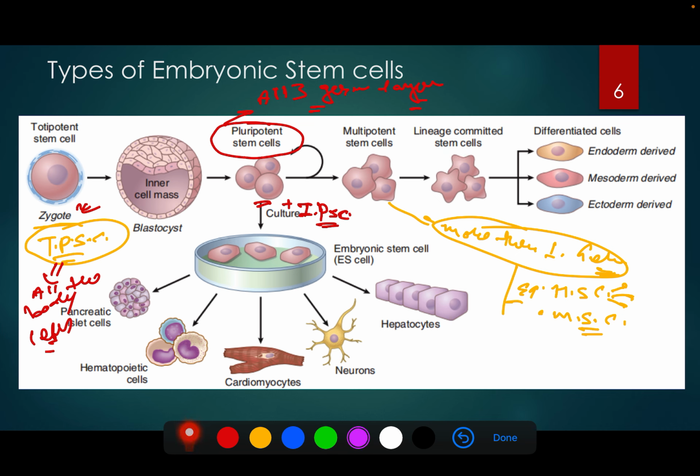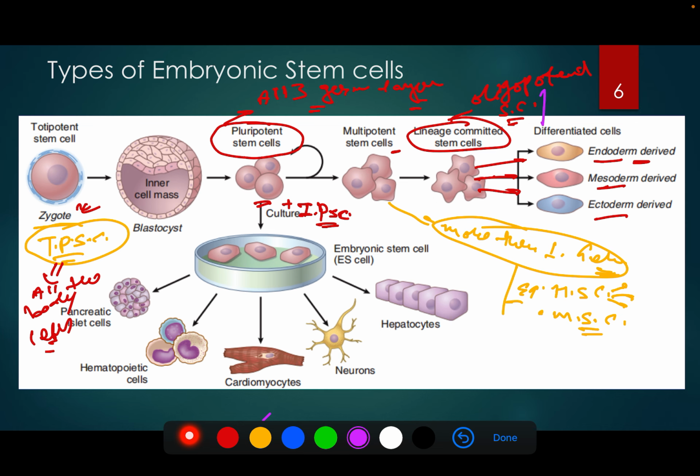After that, we have another type over here, that is lineage committed stem cells. Lineage committed stem cells are also called oligopotent stem cells. What are they called? They are also called oligopotent stem cells. These oligopotent stem cells can form only one germ layer. That means either they form the ectoderm, or they form the mesoderm, or they form the endoderm. That is called what? The oligopotent stem cells. And within this one lineage, they can form very specific cells among them, right? That means they are less capable than the multipotent stem cells.